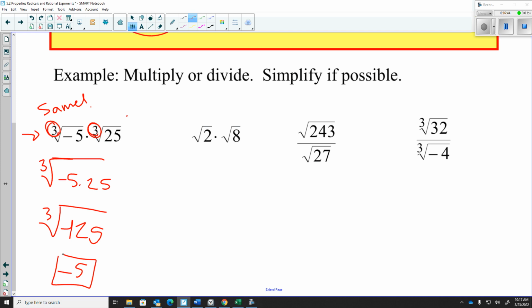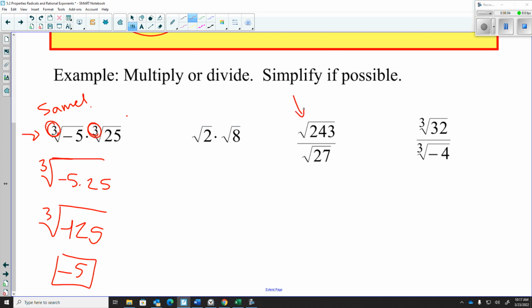So by using this rule where we can put stuff together, I was able to take something that is really ugly and figure out what it is, right? And that's kind of the gist of what we're trying to do. I'll do one with division, and then I'll have you guys try the other ones. Let's do this one. Square root of 243 divided by square root of 27.